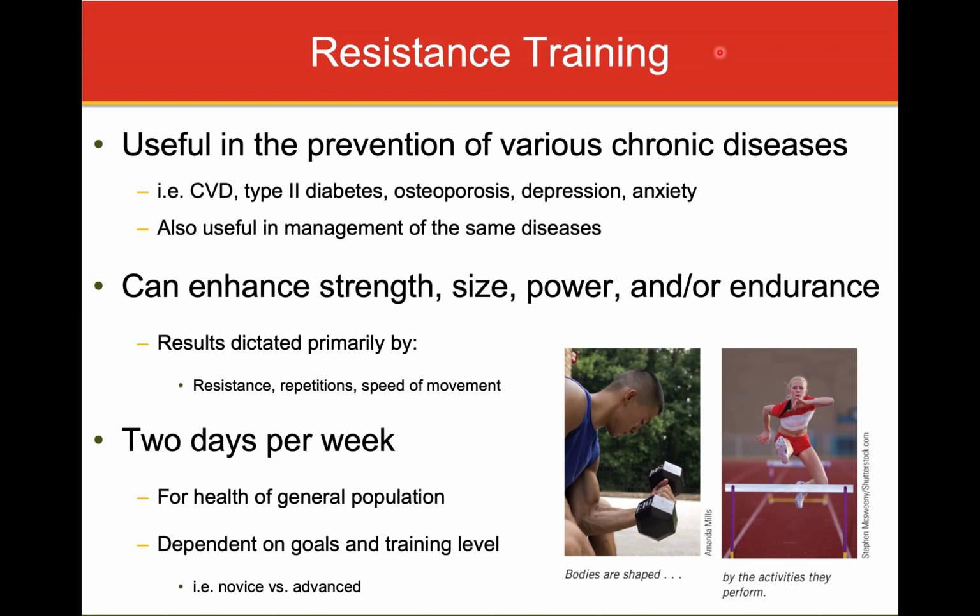That will bring us into talking about the forms of exercise, and we do that by starting out talking about resistance training. So resistance training is useful in the prevention of various chronic diseases: cardiovascular disease, type 2 diabetes, osteoporosis, depression, anxiety. Not only is it useful in the prevention of these things, but it's also useful in the management of the same diseases. So if you've been identified as someone with cardiovascular disease, type 2 diabetes, osteoporosis, engaging in resistance training or strength building activities is helpful in managing those conditions.